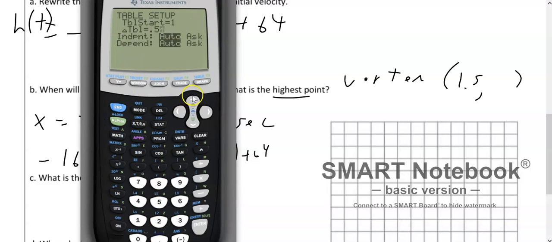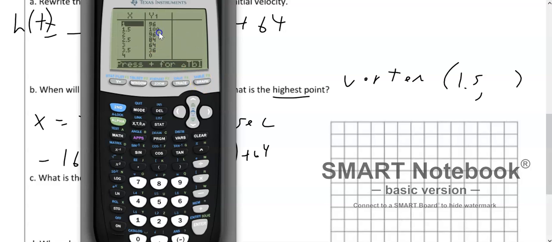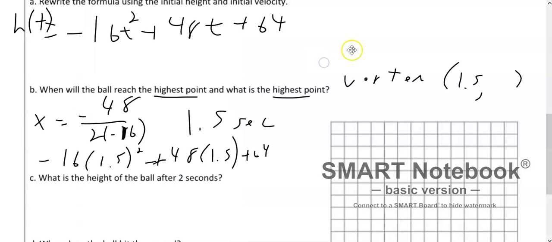And then, when you go to your table, it'll give you 1.5 at 100 feet. Now, this is the same thing you would have gotten if you would have crunched the numbers right here. So the vertex is at 1.5, 100. Even if you want to crunch the numbers by hand, why not at least use your graphing calculator to verify?